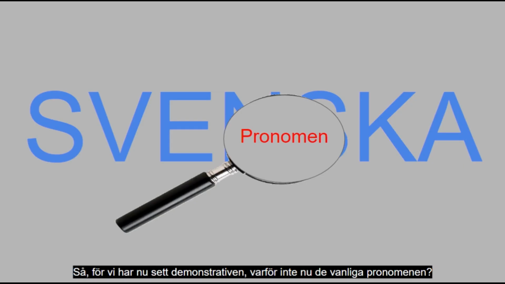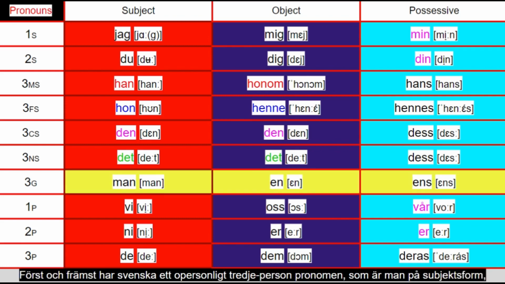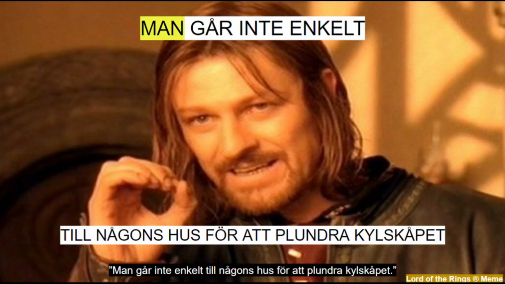So, since we just saw the demonstratives, why not the ordinary pronouns now? Here's just a big chart of them, and we'll see what we notice. First off, Swedish has an impersonal third-person pronoun, which is man in subject form and means one, so why not reuse the example from the French video? One does not simply go to someone's house to ransack the fridge.